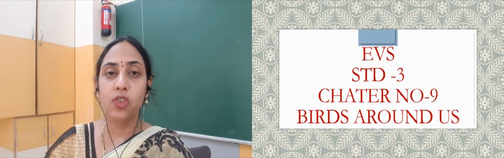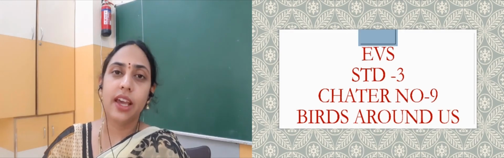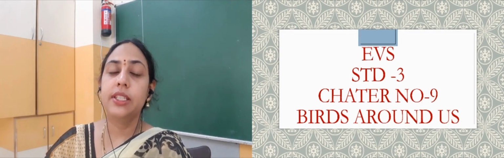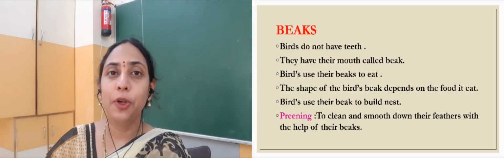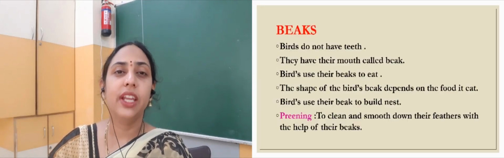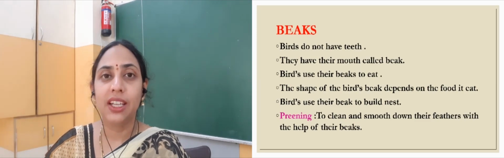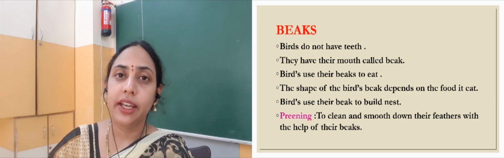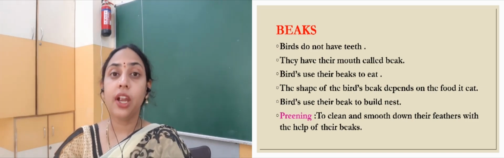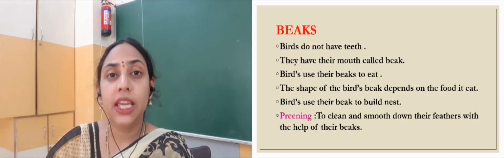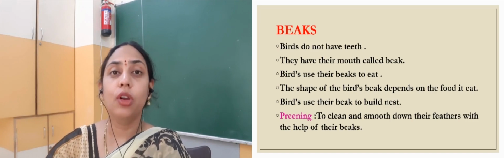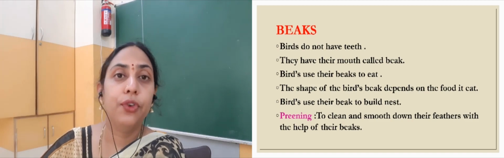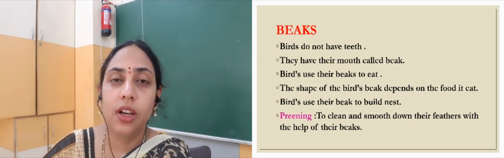We are discussing chapter number 9, the birds around us, and in our last class we discussed that birds have a pair of wings that help them to fly, and they have a very special body part called a beak. They do not have teeth, they have a beak, and that helps the bird to eat their food. Now different birds have different types of beaks, and it depends on what type of food they are eating. So according to that food, their beaks are structured, right?